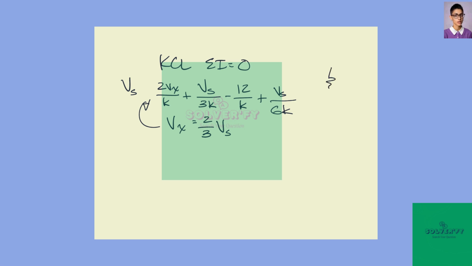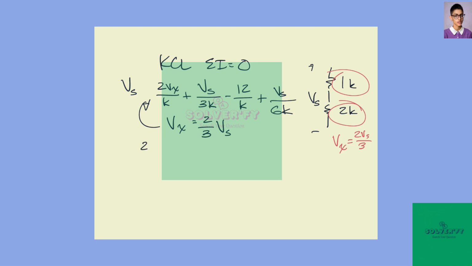Just to make that clear, if my branch looks like this, and I have 1 kiloohm and 2 kiloohms, and my voltage drop is V sub s, then my voltage drop here will be twice as great as my voltage drop there. So V sub x would be equal to 2 times V sub s over 3. So going back over to my equation, I can plug that in.